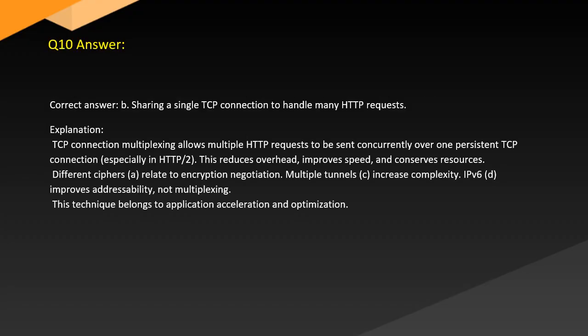Answer. Correct answer. B. Sharing a single TCP connection to handle multiple HTTP requests. Explanation. TCP connection multiplexing allows multiple HTTP requests to be sent concurrently over one persistent TCP connection, especially with HTTP. This reduces overhead, improves speed, and conserves resources. Different ciphers, A, relate to encryption negotiation. Multiple tunnels, C, increase complexity. D improves addressability, not multiplexing. This technique belongs to application acceleration and optimization.